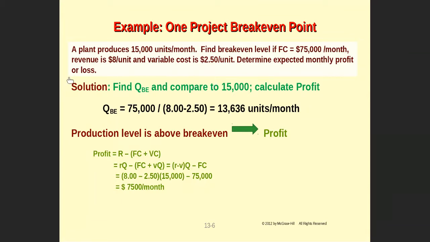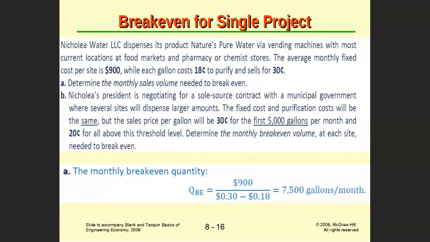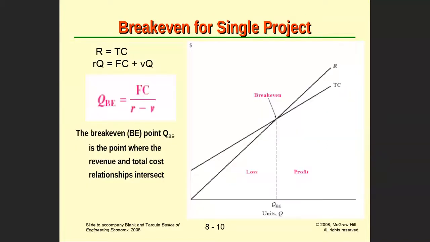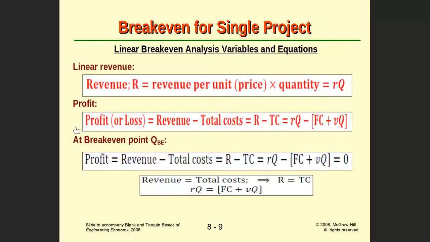So two things are needed. Find the break-even level. When it says the break-even level, that means the quantity of break-even. When it says the expected monthly profit or loss, that means you have to apply the formula that we have covered earlier about the profit, which is here on this slide. When you see the profit, how it is calculated.